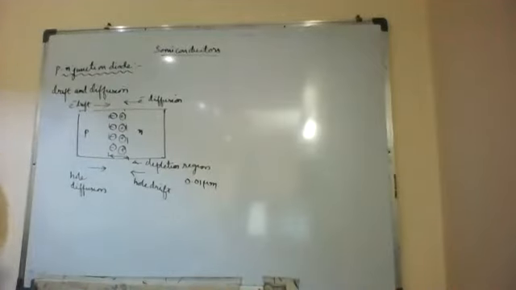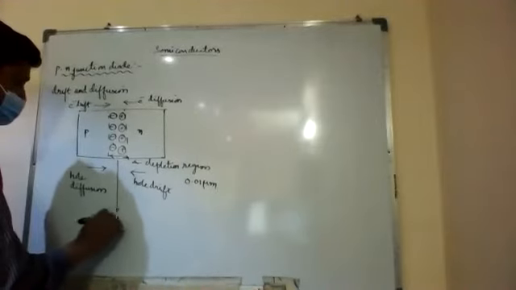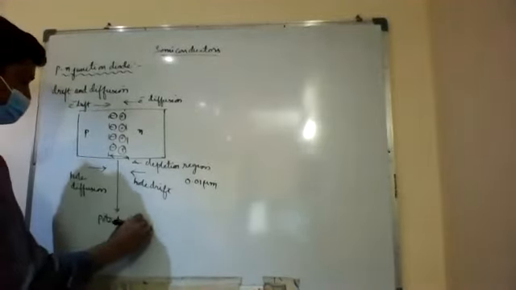Understood now? It also has a barrier, a potential. We say that potential barrier. This region is also known as the potential barrier. Why? Because a small potential is developed.